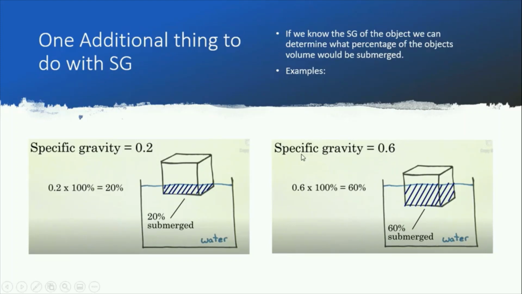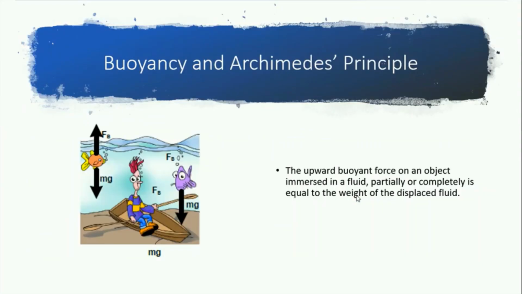And I did another example here on the right. If the specific gravity is 0.6, so take 0.6, multiply by 100, it would mean 60% of the object is submerged underwater. It just lets you know how much is underneath the water if you know the specific gravity. So a couple little cool things we can do there.